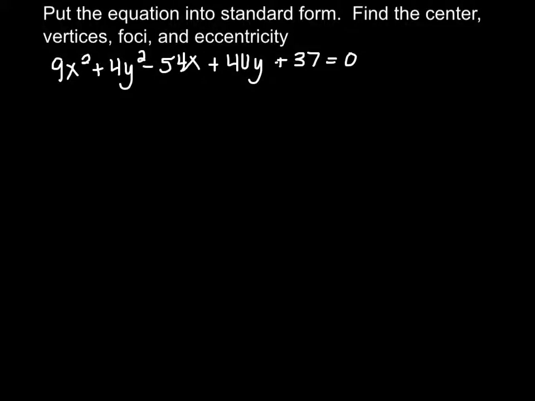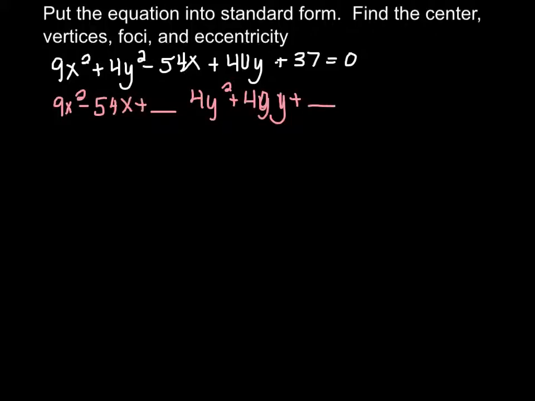This one's going to take us a bit to get into standard form. We're going to have to complete the square. So I have 9x squared minus 54x plus something. The y's is 4y squared plus 40y plus something. And that's going to equal, I'm going to subtract the 37 to the other side.